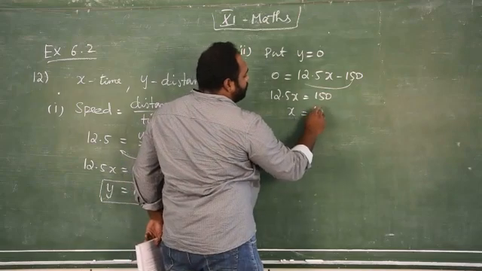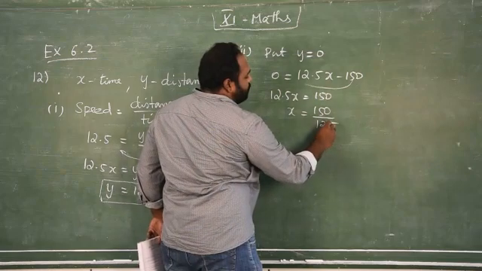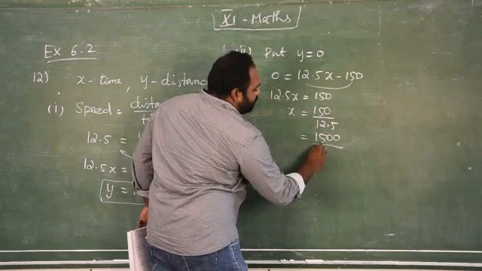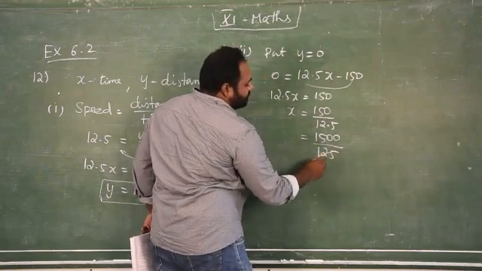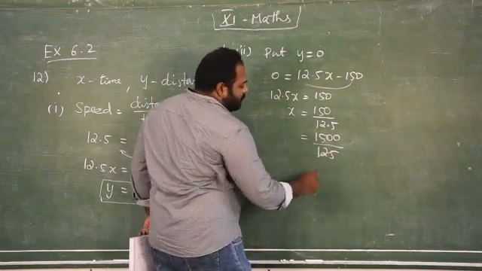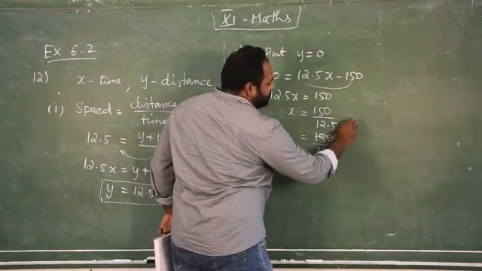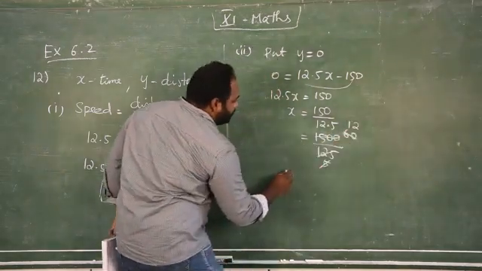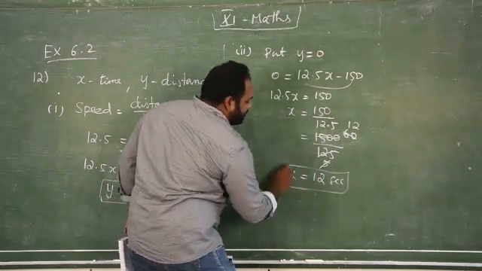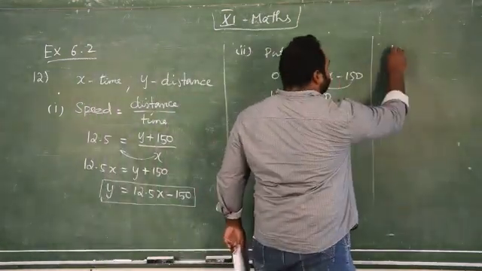So x equal to 150 by 12.5. You can cancel directly, or otherwise you can remove the decimal and cancel it. This is directly I can cancel by 25 table. It is 5 times, here 60 times, this is 12. So x equal to 12 seconds is the second answer.